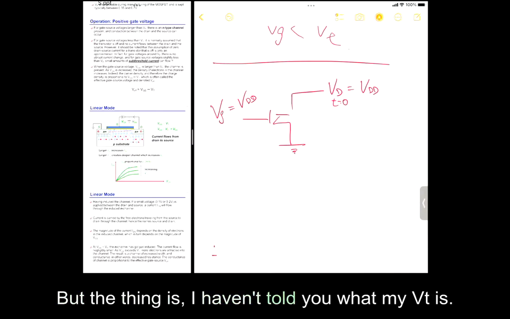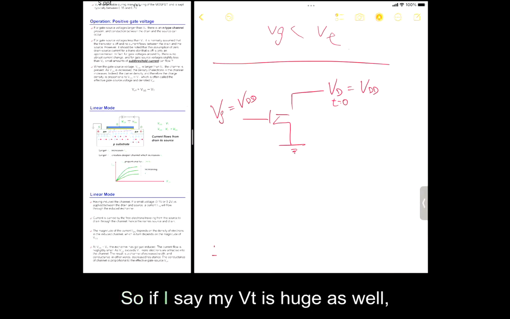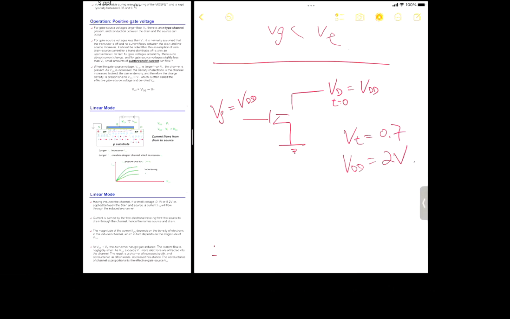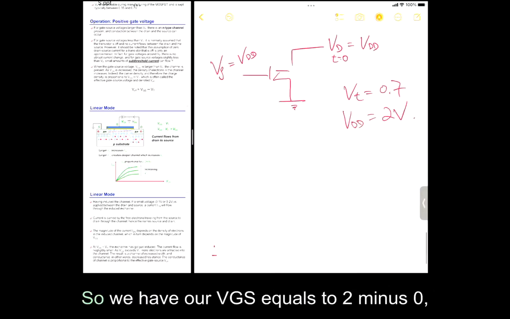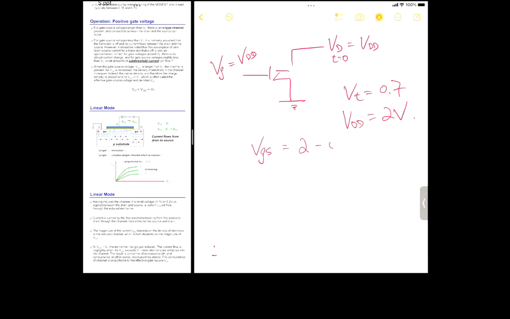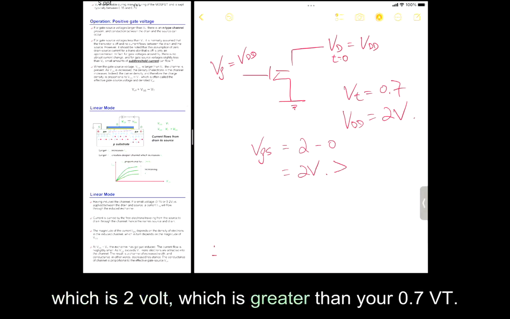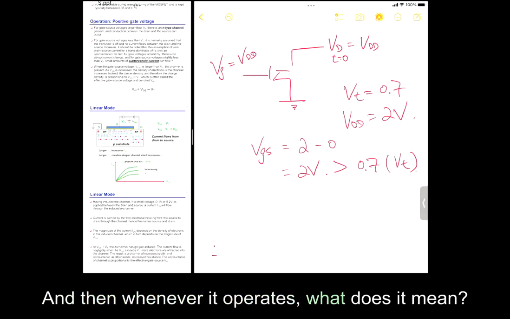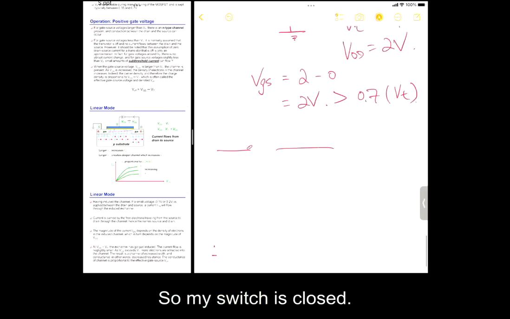But the thing is, I haven't told you what my VT is. If I say my VT is huge as well, then it could still be in cutoff. But usually it's not the case. So say VT equals 0.7, VDD equals 2 volt. Then this one will be working. So we have our VGS equals 2 minus 0, which is 2 volt, which is greater than your 0.7 VT. Then this is operating. And whenever it operates, what does it mean? My switch is closed.